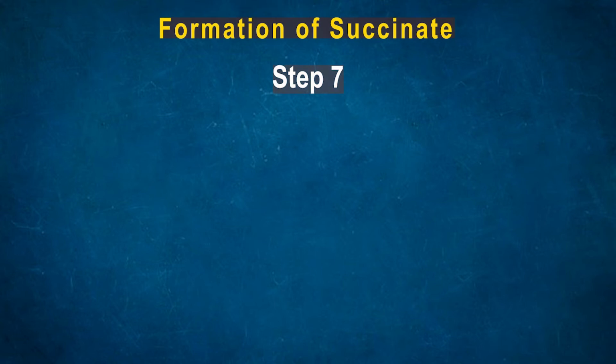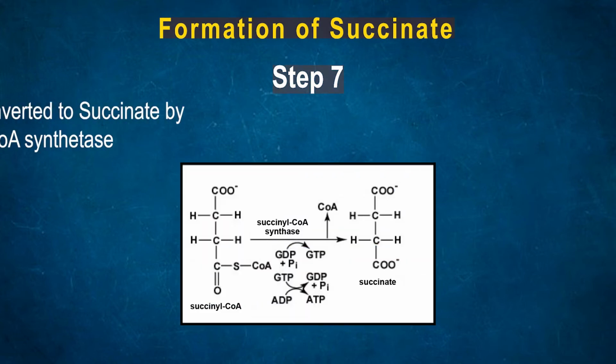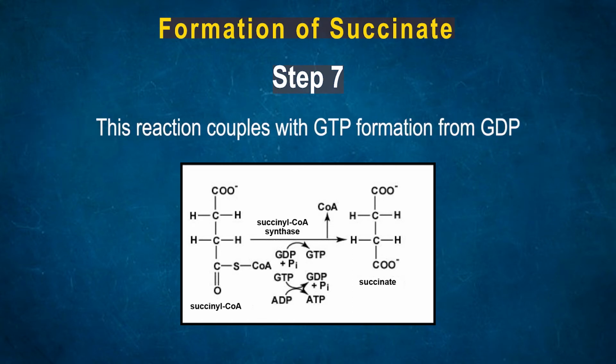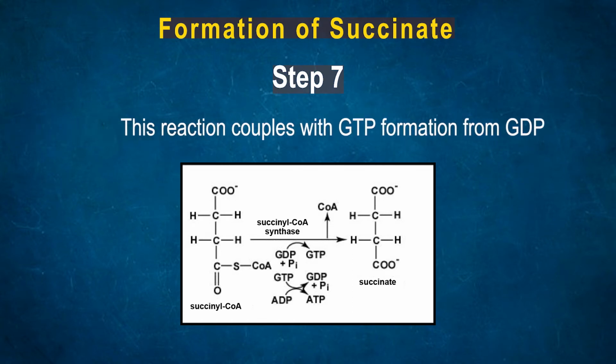Step 7. Formation of succinate. Succinyl-CoA is converted to succinate with the help of the enzyme succinyl-CoA synthetase. This reaction is coupled with the phosphorylation of GDP to GTP.